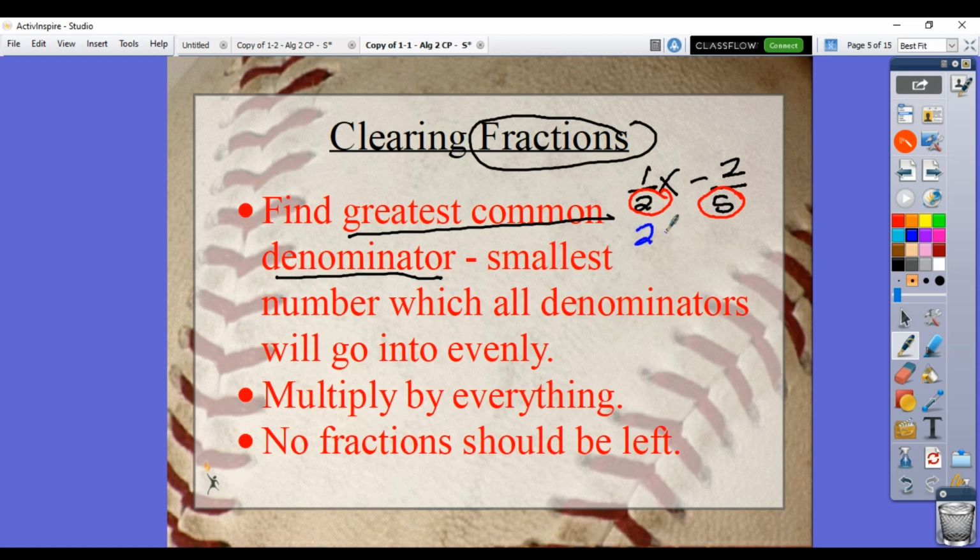Look, the multiples of 2 are 2, 4, 6, 8, 10, 12. What about 5? It's 5, 10, 15. The smallest that goes for both of them is obviously 10. So that will be your greatest common denominator. And then from there, you will multiply the problem or the expression or the equation by 10. And from there, there should be no fraction left, which I'll show you in an example in a while.